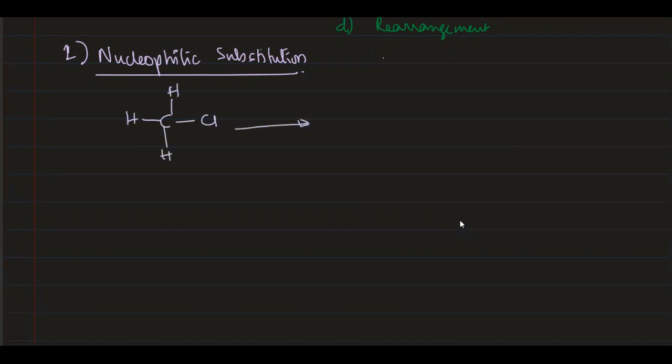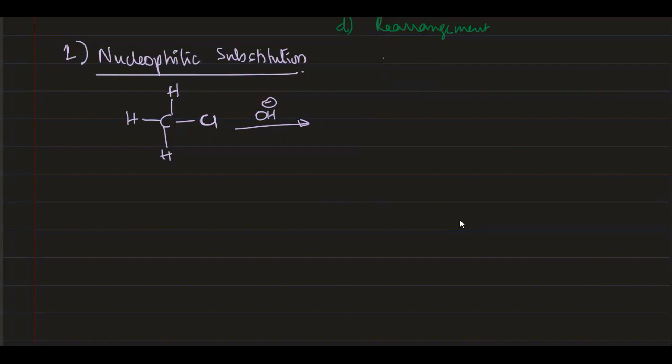Now this chloromethane, if I can replace this chlorine, or for that matter hydrogen also, with a more powerful nucleophile, say OH minus, then what happens is the Cl minus is replaced by OH minus. So this is substitution. This type of reaction results in a substitution reaction.